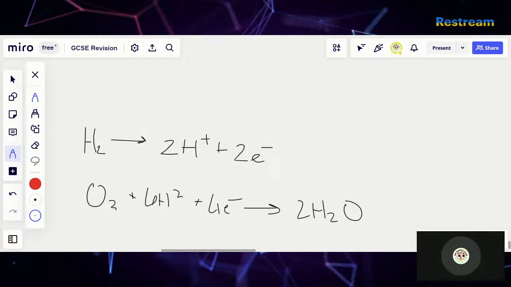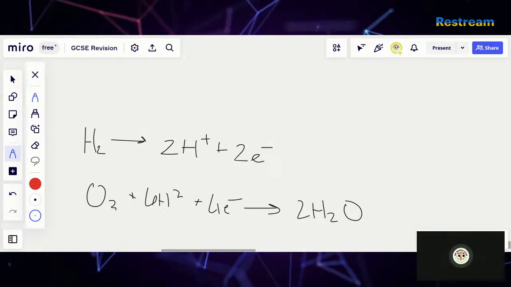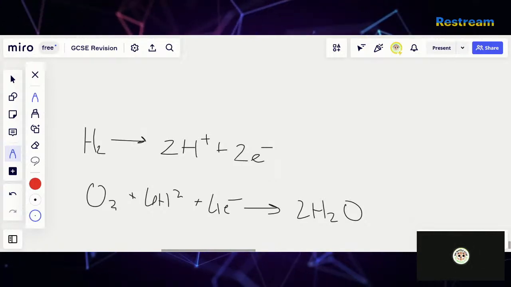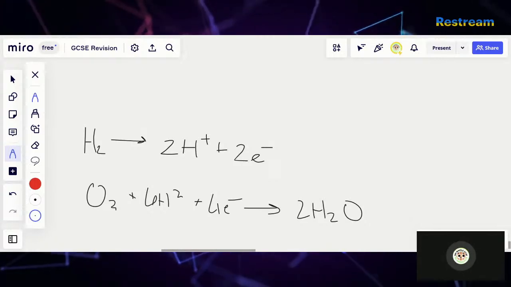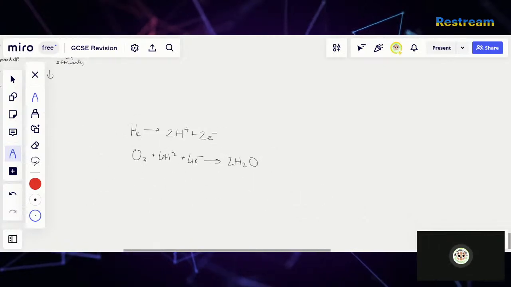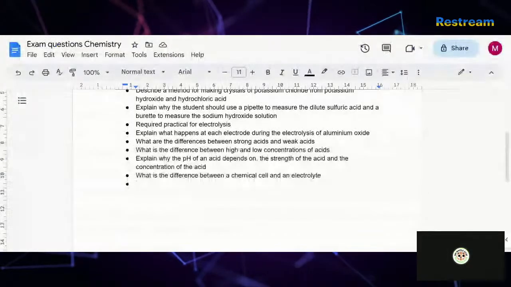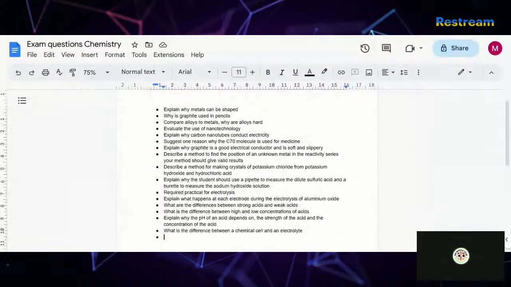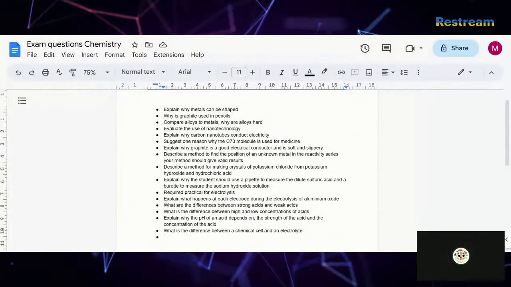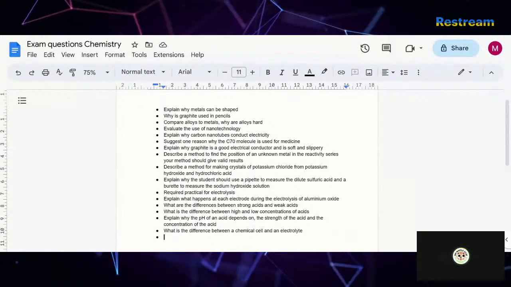Okay, let's now move on to paper 2 for chemistry. So we've gone over paper 1 questions, let's go over paper 2. So paper 2 sets off already immediately into required practicals. So let's look at some questions for required practicals. So these were the questions for paper 1 chemistry. So now I'm going to move on to paper 2.